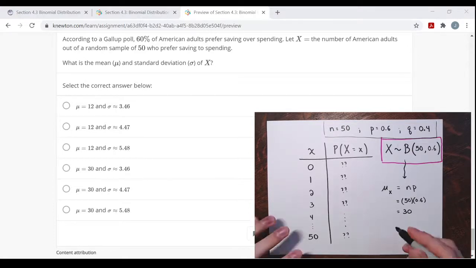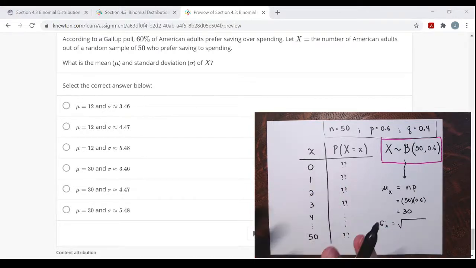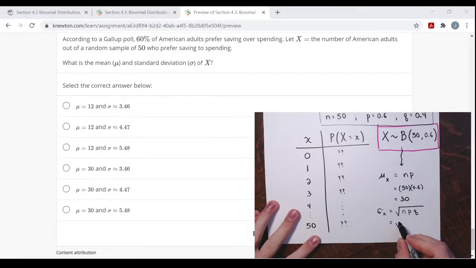Then this was a measure of center, and then the standard deviation, a measure of spread. This sigma or sigma x here. Again, this is only because this is a binomial random variable. Instead of doing all that x minus mu and then squared and then multiplying by the probabilities and adding them up and taking the square root, for a binomial random variable, it's the square root of n times p times q. So this is the square root of 50 times 0.6 times 0.4.